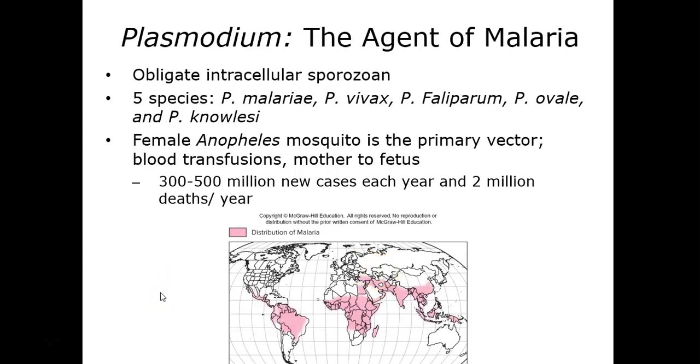So Plasmodium is the agent of malaria, and it is a sporozoan. The most fatal form is this one here, Plasmodium falciparum, the most common, most fatal form of the 5 different species, transmitted by the Anopheles mosquito. There are over 300 million new cases each year, resulting in about 2 million deaths. And you'll see kind of the distribution as this equatorial region is where this is most common.